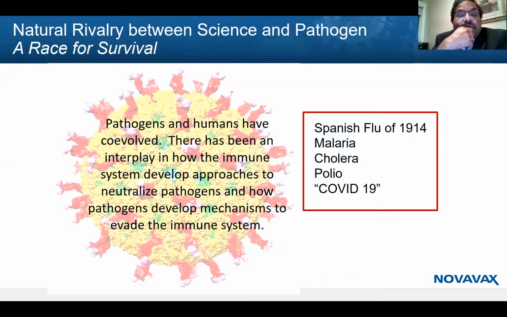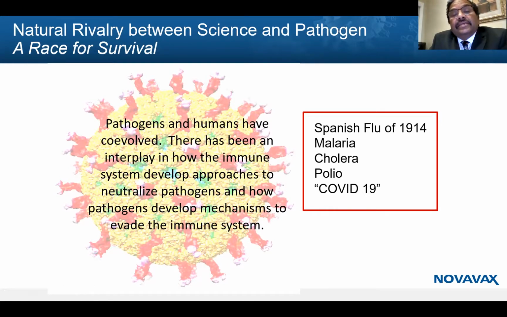The second slide, I just want to show that there is a continuing race between the scientists and the pathogens. We scientists try to make the vaccine to control the disease, and the pathogens try to infect us so that they can cause the pandemic. Several times, such as Spanish flu of 1914, malaria, cholera, polio, and more recently COVID-19, the pathogen won and they caused the pandemic.